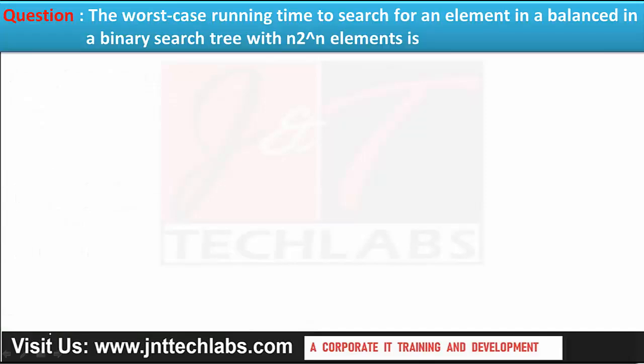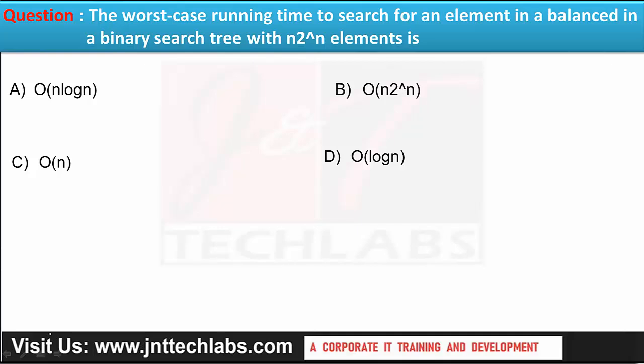Coming to another question: the worst running time to search an element in a binary search tree with n elements. The options are order of n log n, order of 2 to the power of n, order of n, and order of log n. So, worst case in a binary search tree.